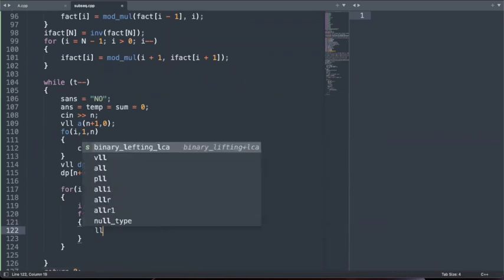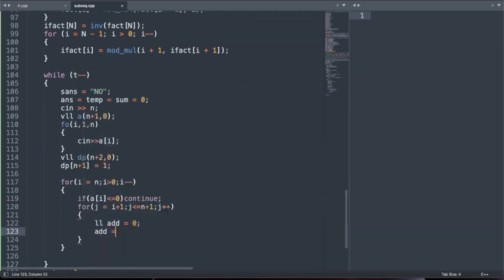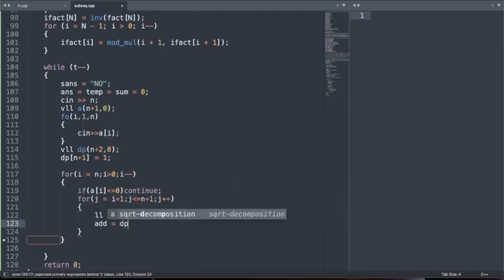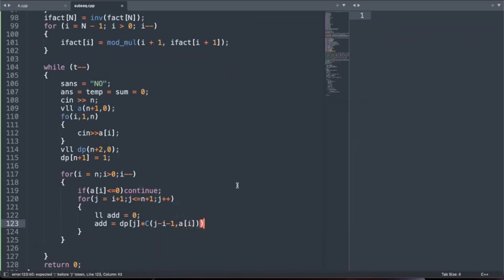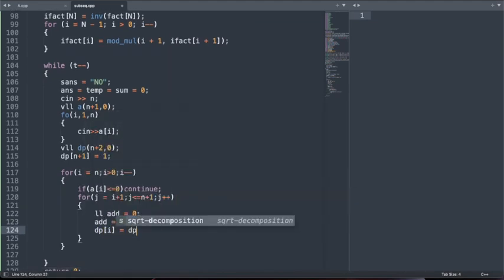And now we will calculate what we will add. So initially, this add variable is 0. And then this add variable is going to be dp of j multiplied by the combination of j minus i minus 1 with a of i, and we will take modulo. And then dp of i is dp of i plus add, with the modulo. Okay.